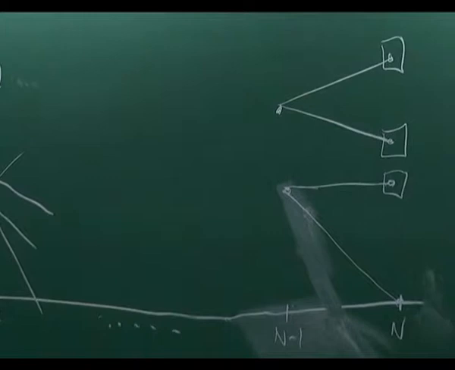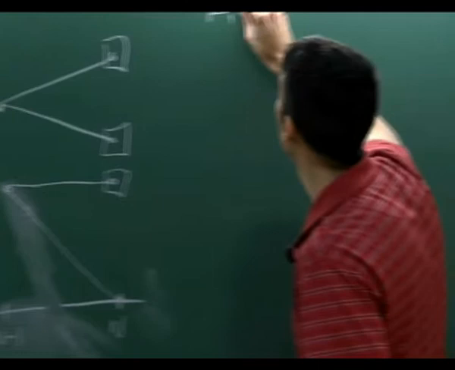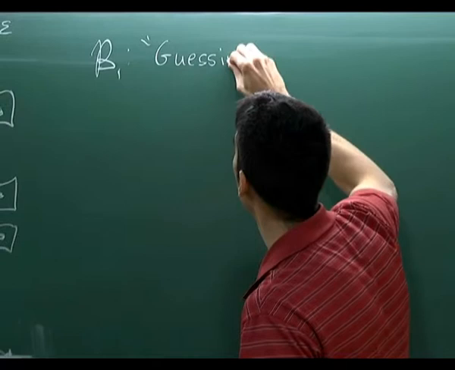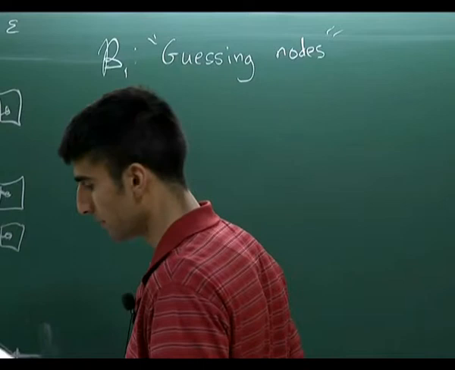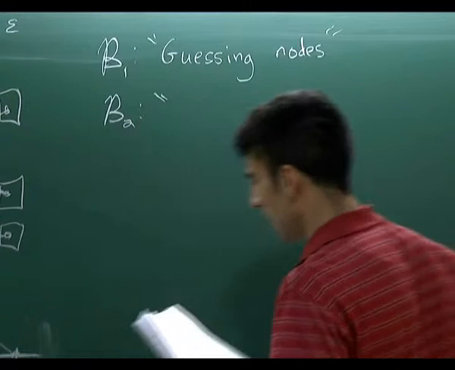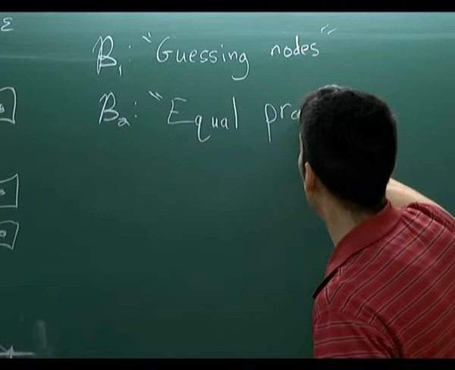And we're going to group the nodes together. So we're going to say B1, these are going to be the guessing nodes. Meaning that in the protocol, whenever they got to these nodes, they just stop and make a guess. So all the boxes belong to B1. And then B2, these are going to be the equal probability halting nodes.